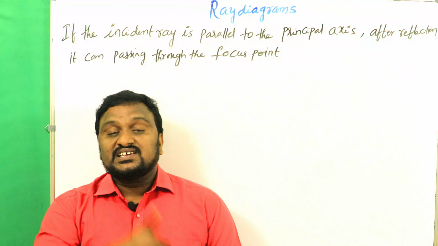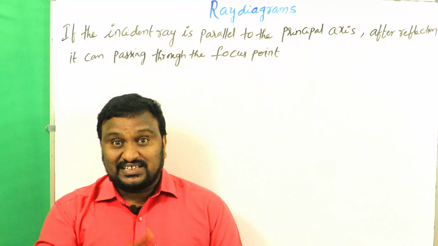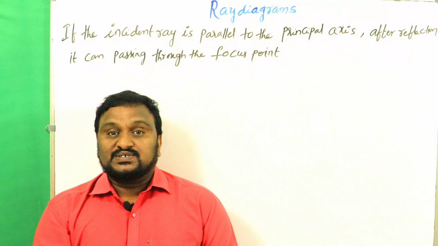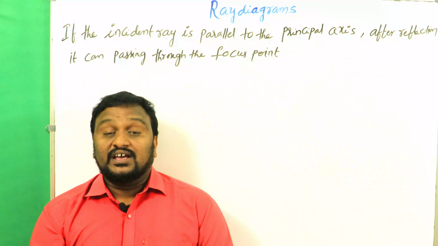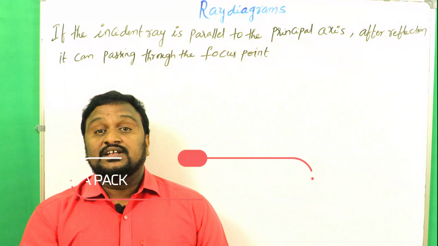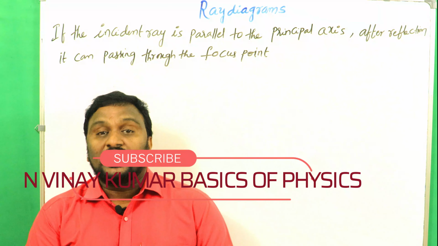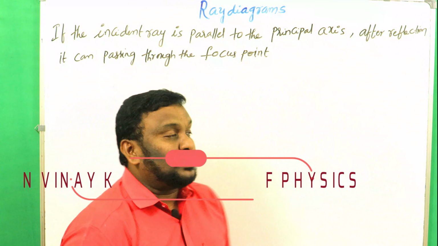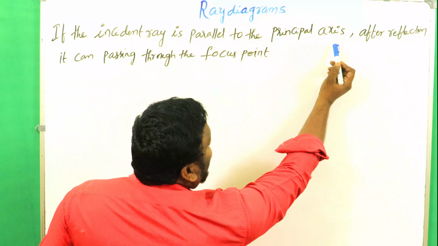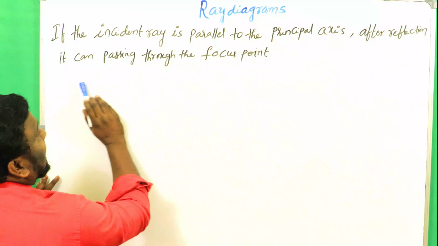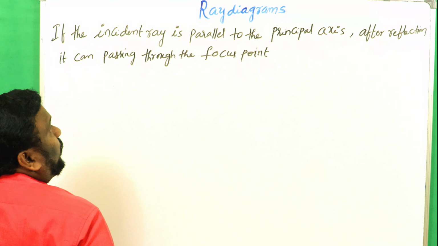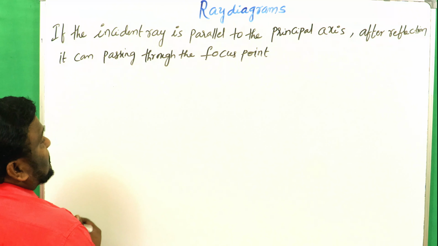Okay, let's see what the rules are to draw the ray diagrams. Rule number 1: the light rays coming from the object, if they are parallel to the principal axis, after reflection should pass through the focus point. This is the rule you have to remember. If the incident ray is parallel to the principal axis, after reflection it passes through the focus point. Clear? So let's see for the concave mirror first.